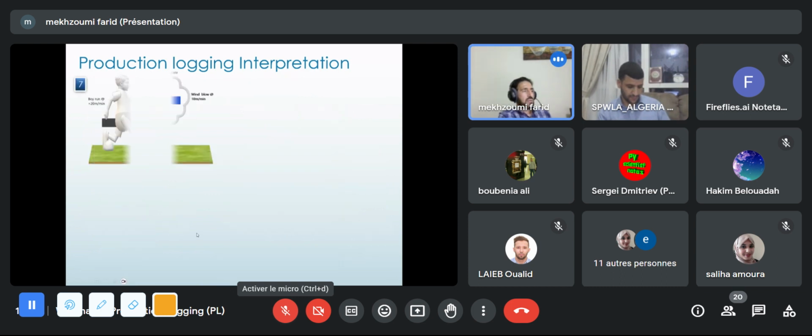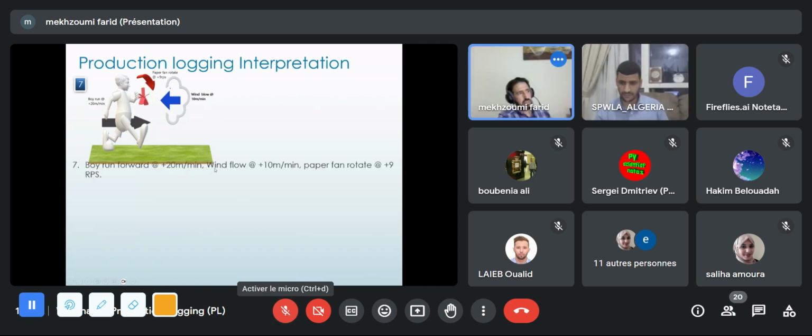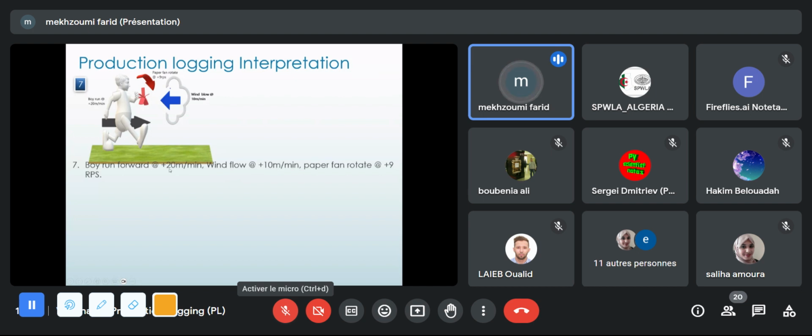So let's move on now. We have another figure. Now let's say the buoy increases speed from 10 to 20, +20, forward, and the wind blows at the same speed, 10 meters per minute. So what happens? Because he doubled his speed, before we saw at 10 it was 3, now at 20 it's 6. And from the wind effect, it's 3. So it means 9. So when the buoy ran forward at 20 meters per minute with wind flow at 10 meters per minute, the paper fan rotates at 9 RPS.